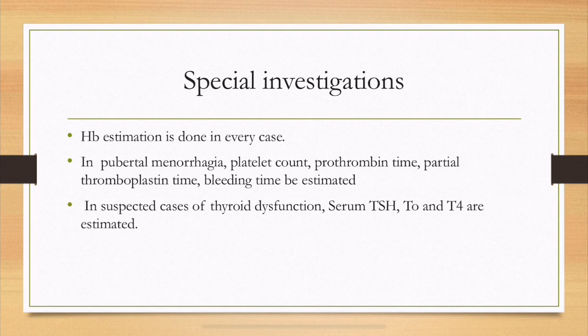In suspected cases of thyroid dysfunction, you need to know the serum thyroid stimulating hormone levels. The T3 and T4 levels are to be estimated. So guys, we read that in the endocrinal causes, because of thyroid problems, there will be increased prolactin level, FSH and LH will be inhibited, resulting in so many disorders. So we need to know the thyroid. If the person has thyroid disease, we need to know the serum TSH, T3, T4 levels.